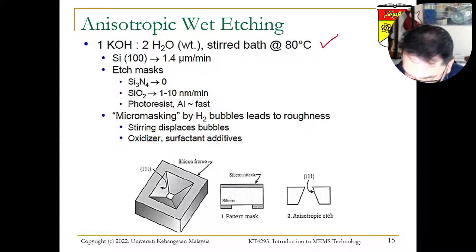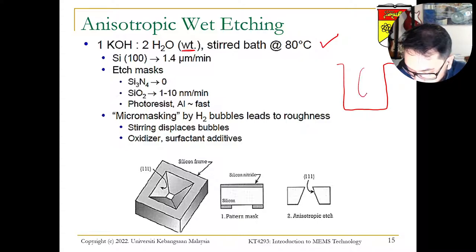Here is a typical situation whereby we are mixing one part potassium hydroxide and two parts water, in weight to volume ratio. A stirred bath means we have our beaker here, and this is your wafer. Your wafer is suspended by a wafer holder, and then it is heated on a hot plate.